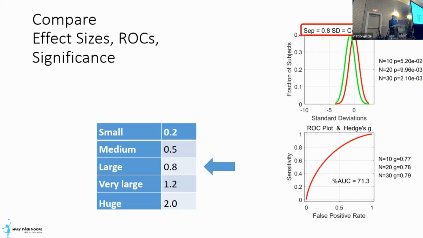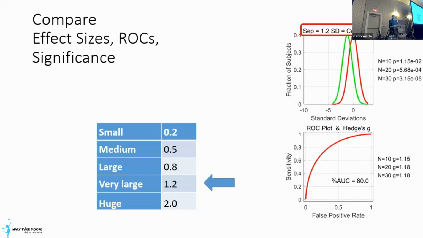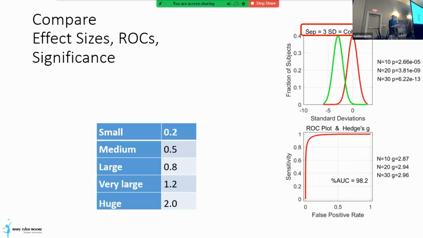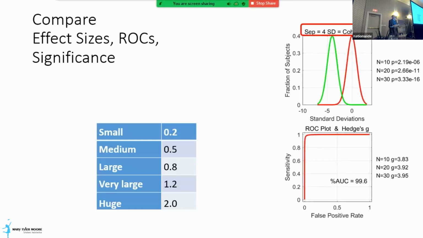Let's say we move to the large effect size. Things are a little bit better. Area under the curve still not so very good. Very large. You're still only at 80% area under the curve. 2. This is not too bad, but you notice here that these p-values are getting ridiculously small. We get excited about p-values over 0.05. We shouldn't be. So we really need to be at this sort of level or better. If we can get to an effect size of 3 or 4, that's what we need, but 2 at a minimum.